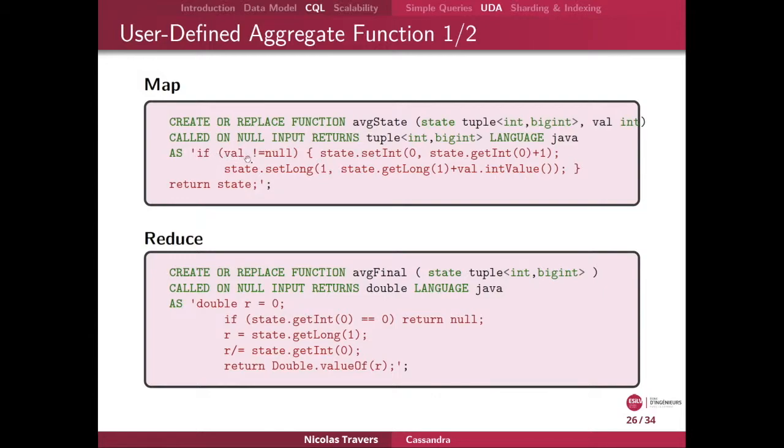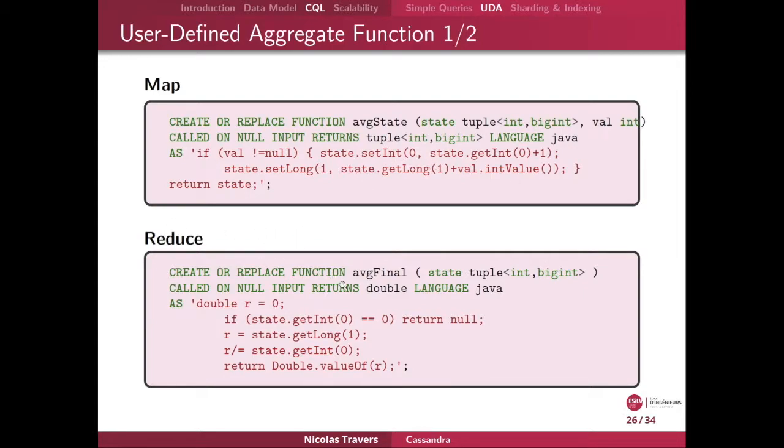Inside the map, you check that the value is a correct value. Then we put into the state, which is given in output, the value 0, and we add 1. Then we take one value and make the sum between the state and the value itself.